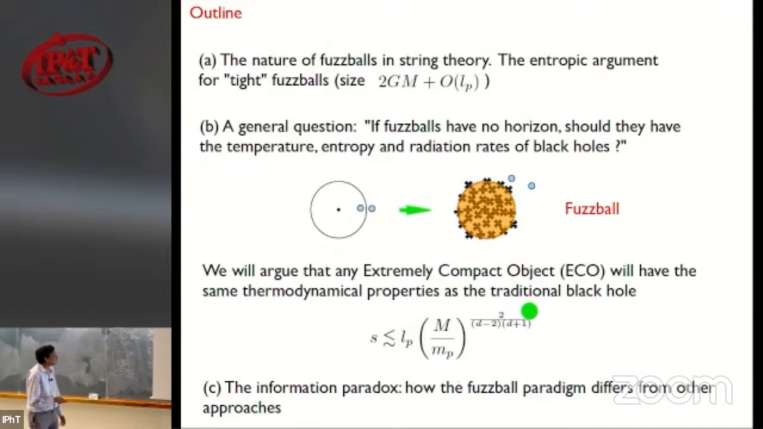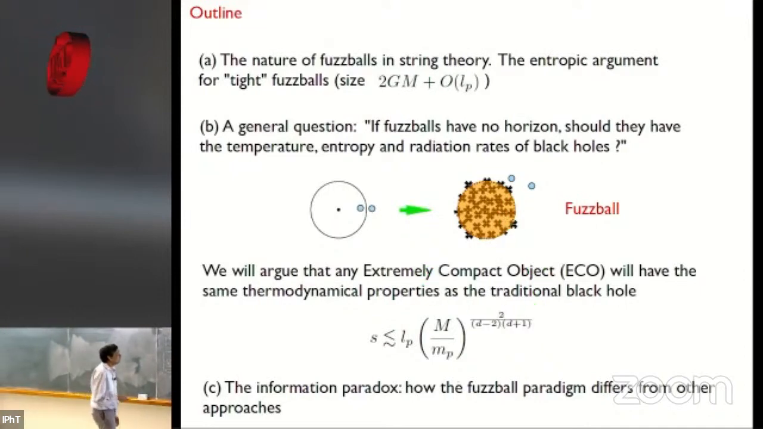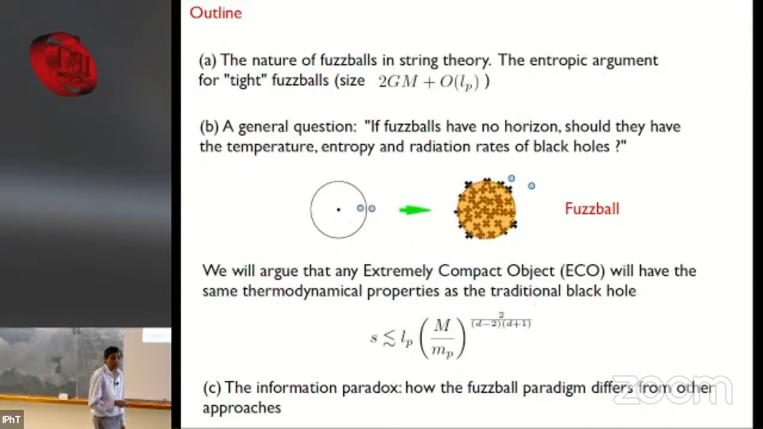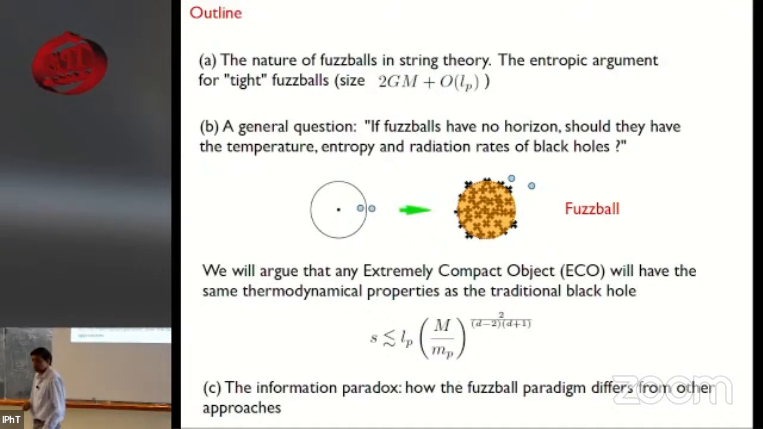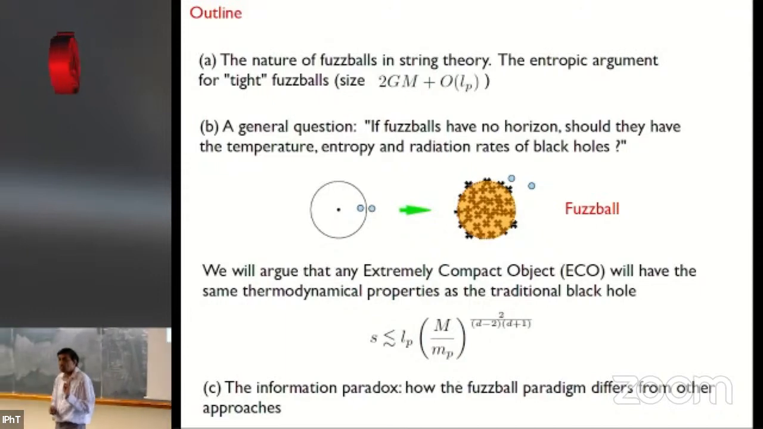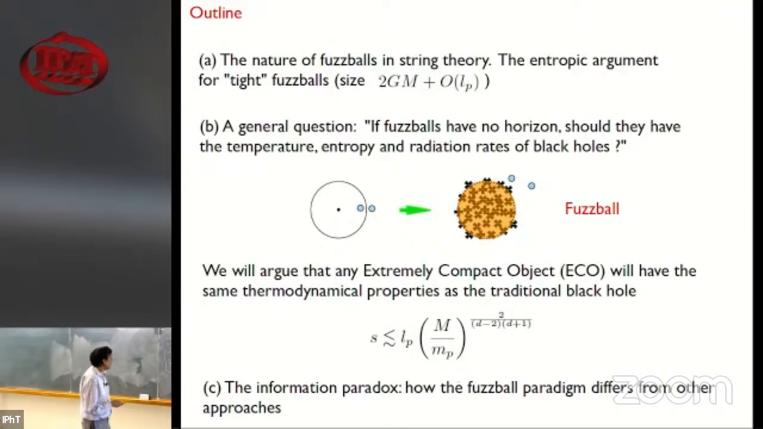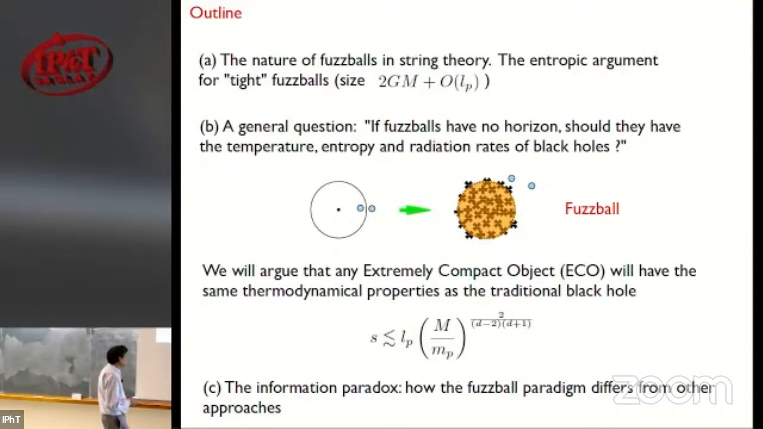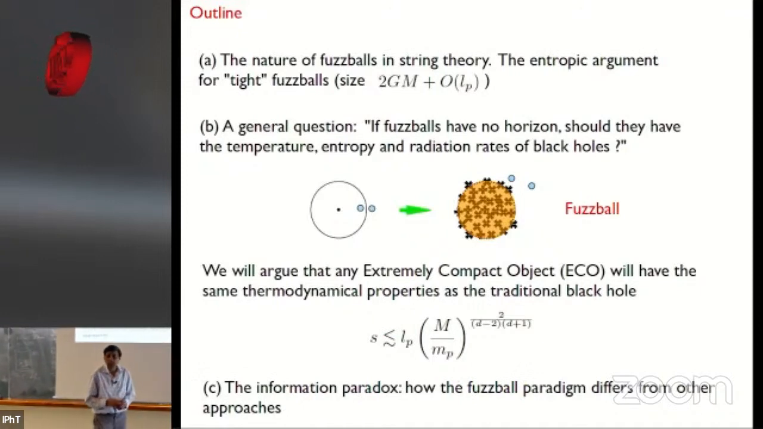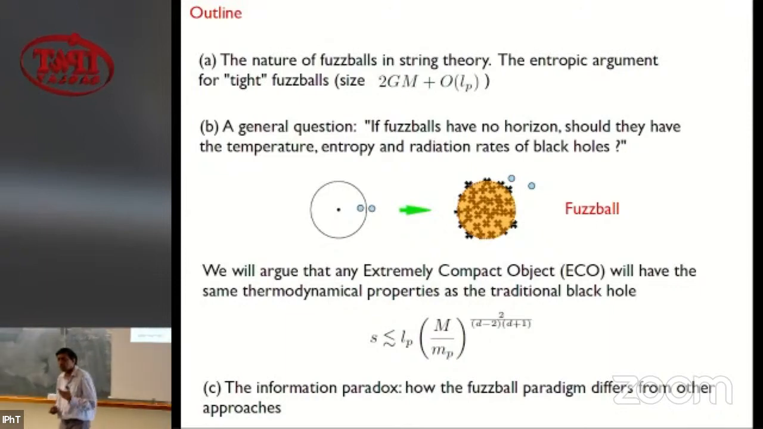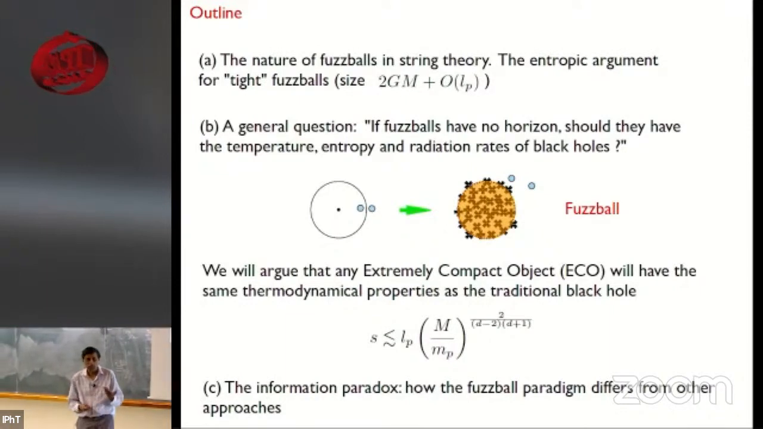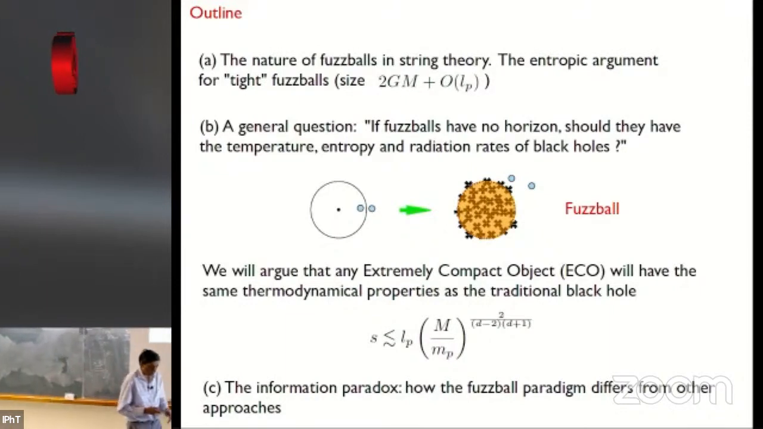Any object which is smaller than this will have to have the same temperature, the same entropy, and the same radiation rates as the traditional black hole with a horizon. So you don't need a horizon to get those three numbers. In the end, I'll come back and talk a little bit about the information paradox and where we are with that, and compare how the fuzzballs give you a resolution of the puzzle with how other approaches to the information puzzle might be thinking about this.